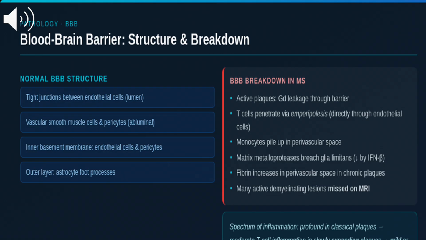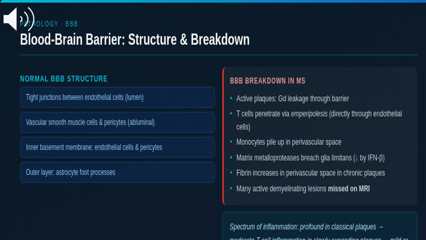After T cells enter, monocytes follow and pile up in the perivascular space. They then breach the glia limitans, the outer barrier formed by astrocyte foot processes and the basal lamina, using additional MMP activity.